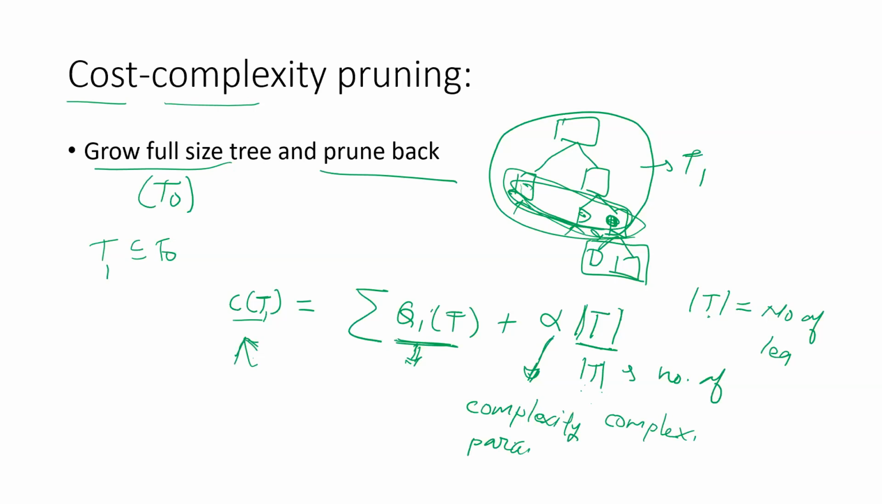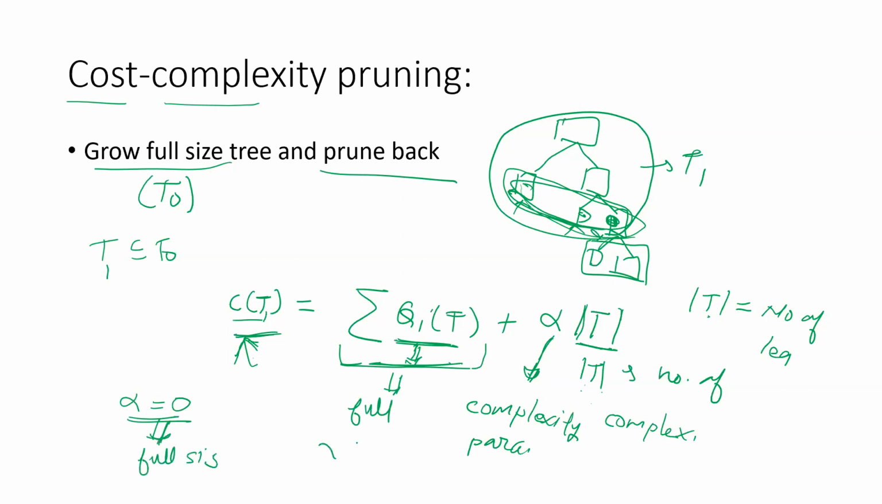Okay, so the alpha complexity parameter is a hyperparameter, and alpha can take any value between 0 and infinity. But if you take alpha 0, what does it mean? You want to minimize this error, which means you are minimizing this. And when can it be minimum? When you have a full size tree, right? So alpha equal to 0 means you don't prune back, and you have the full size tree.